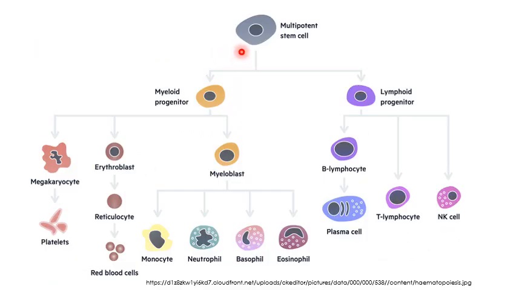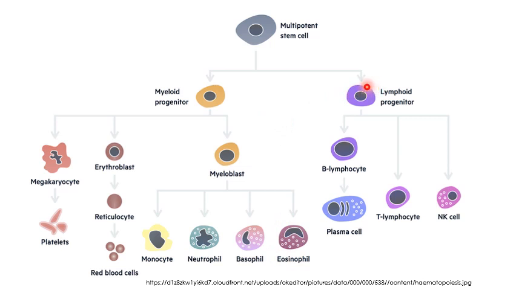So all red blood cells will start off as a multipotent stem cell. And this multipotent stem cell can either differentiate into a myeloid progenitor or a lymphoid progenitor, depending on the signals that it receives. This myeloid progenitor can become a megakaryocyte, which will form your platelets. It can also become an erythroblast, which will eventually form your red blood cells, or a myeloblast, which will form your monocytes, your neutrophils, your basophils, and your eosinophils.